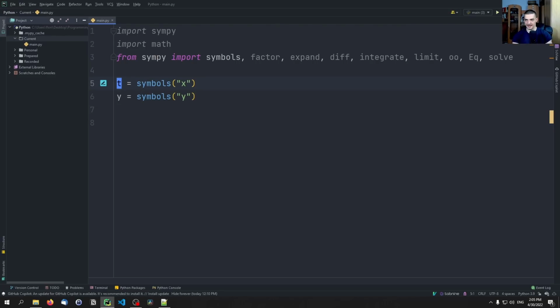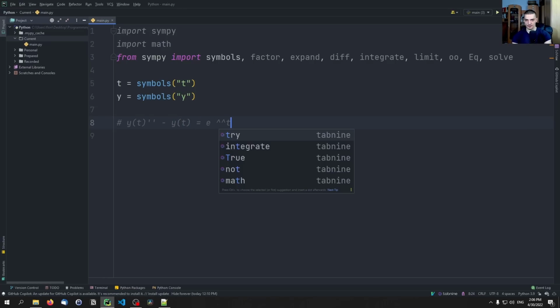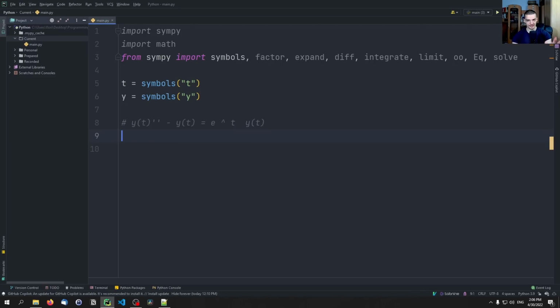The example says that we have a variable t, so a symbol t, and we have a symbol y. And the equation that we're solving is, I'm going to add this as a comment here, y of t differentiated 2 times, minus y of t, is equal to e to the power of t. And we want to solve this differential equation for y of t. Now, it's been some time since I worked with differential equations, but I hope I can at least type this in correctly.